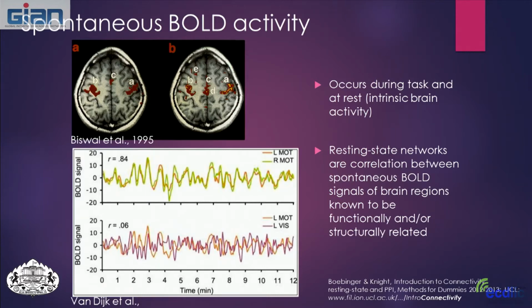Okay, so what they attributed this to, again, was called the spontaneous BOLD activity. It occurs when somebody is doing a task and while somebody is at rest. So this is intrinsic brain activity, meaning that it's going on in the background. And resting state networks are correlations between this spontaneous BOLD activity when we look at different regions of the brain. So they noticed that different regions of the brain were exhibiting this spontaneous activity at the same frequency or in connection with each other.